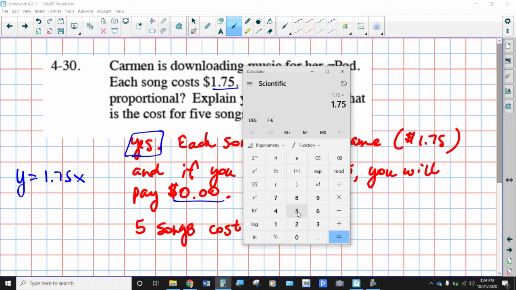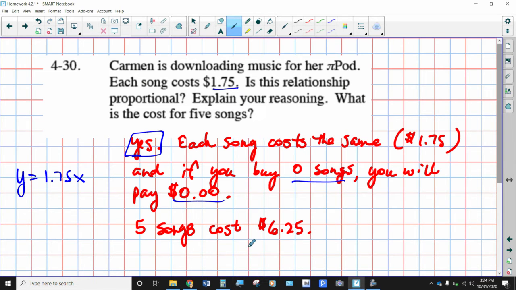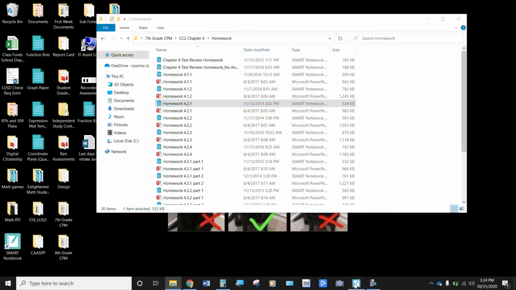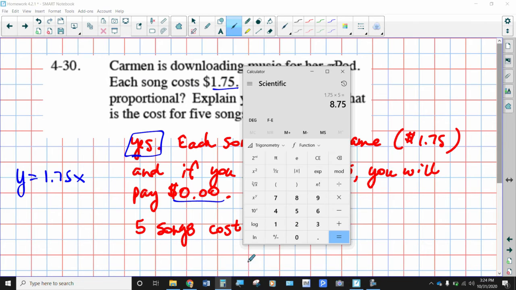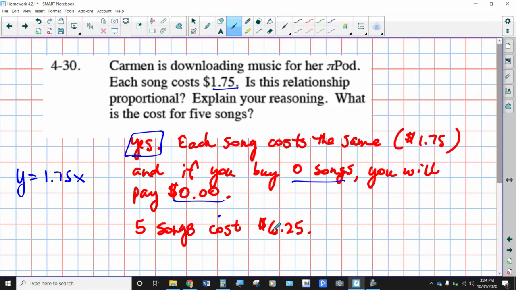1.75 times 5, and you get $8.75. Stop it. Stop it. What happened here? Let's try that again. What did I do? The song is $1.75. Wait. $1.75 times 5. What has happened here? Wrong answer. Oh, you know what it was? Yeah, okay. I've done this before. I'll probably do it again.